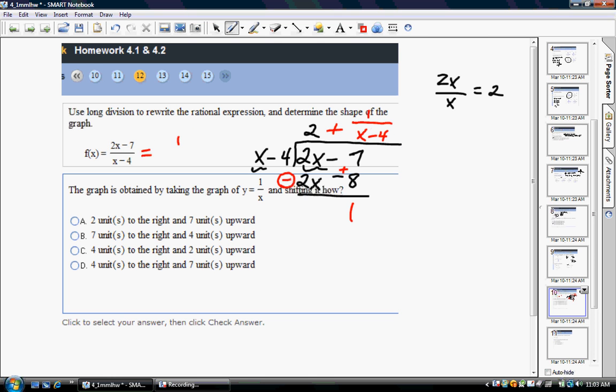So this function is really the same thing as 1 over x minus 4 plus 2. So now we can see how it is shifting: the 1 over x is shifting 4 units to the right and then up 2.